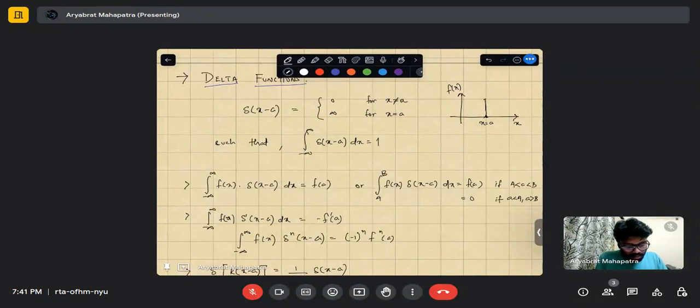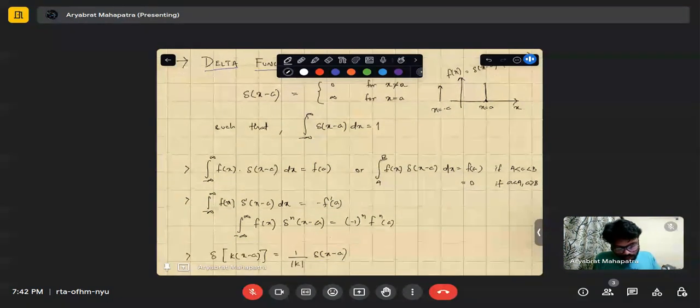If you have many such delta functions, this is for f of x equals delta of x minus a. So if you have delta x minus a plus delta x plus a, then you will have a peak at x equals a, and also a peak at x equals minus a, from delta x plus a. So that is how you can write delta functions.